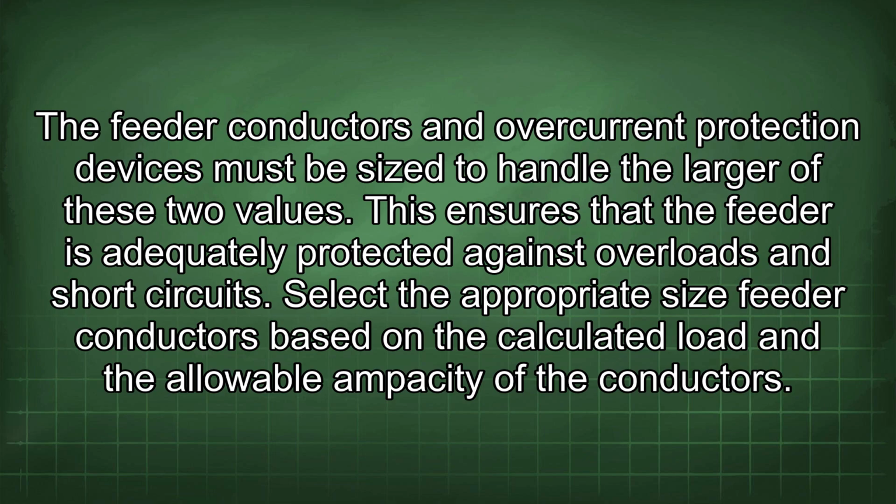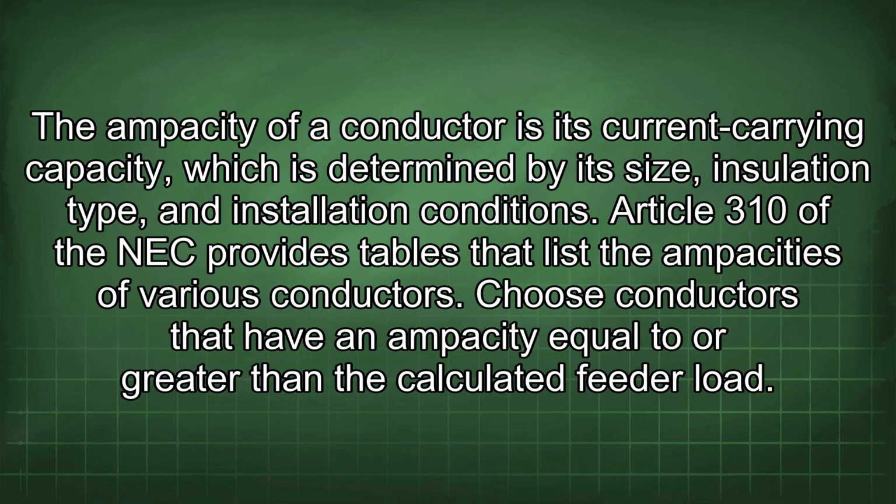Select the appropriate size feeder conductors based on the calculated load and the allowable ampacity of the conductors. The ampacity of a conductor is its current carrying capacity, which is determined by size, insulation type, and installation conditions. Article 310 of the NEC provides tables that list the ampacities of various conductors. Choose conductors that have an ampacity equal to or greater than the calculated feeder load.